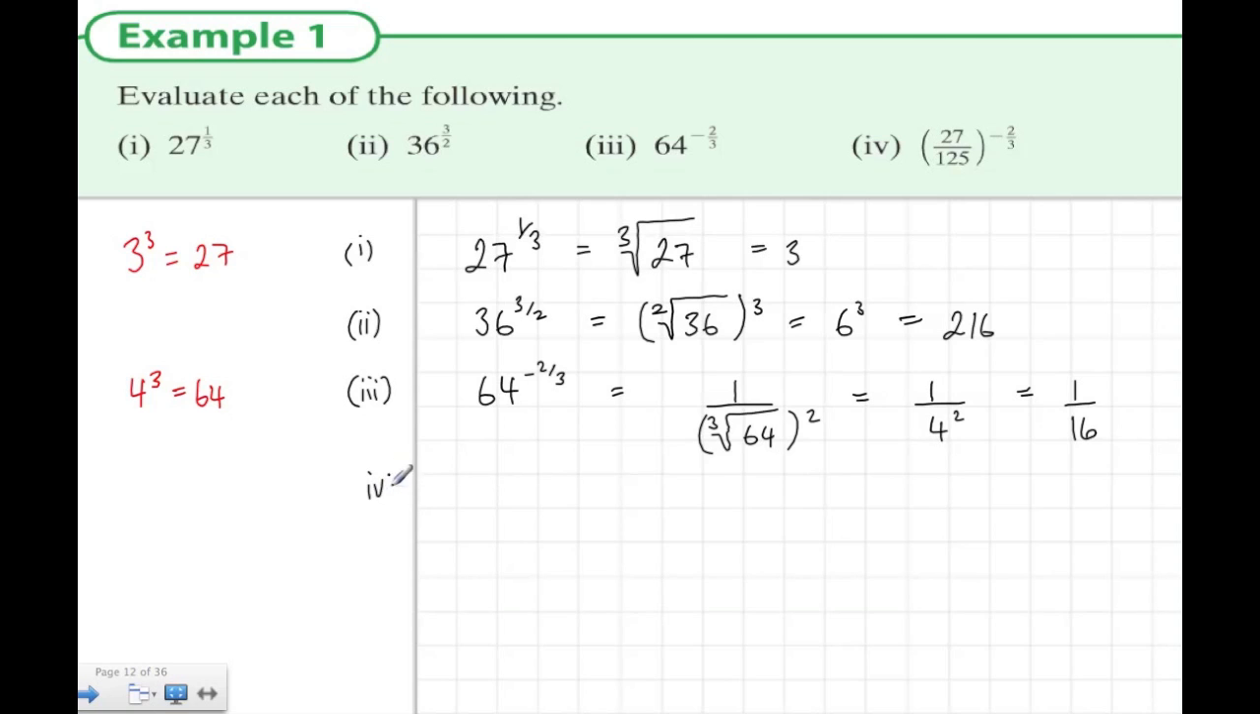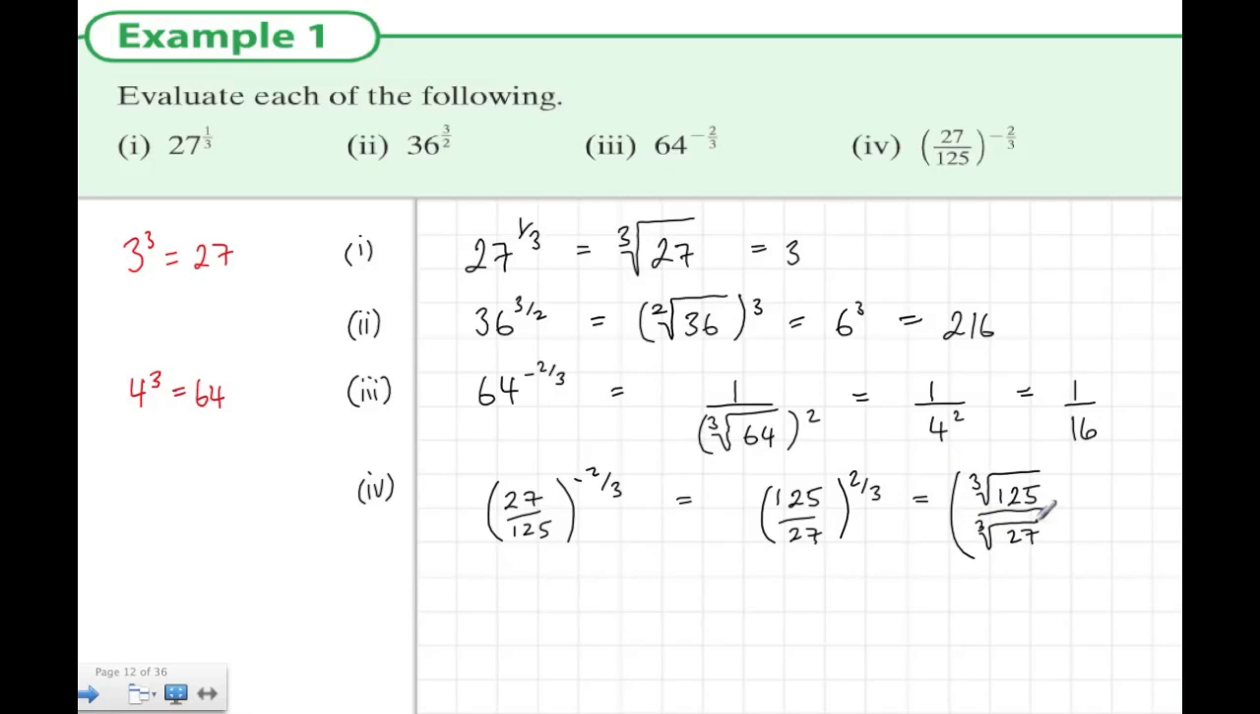Okay, and the last question, part 4. In this we have 27 over 125, all to the power of minus 2 over 3. To deal with the minus part here, we could just invert the fraction and write it as 125 over 27, and this is all to the power of 2 over 3. Now the 3 bit means we get the cube root of each of the parts. So the cube root of 125 divided by the cube root of 27, and all this is going to be squared in a minute.